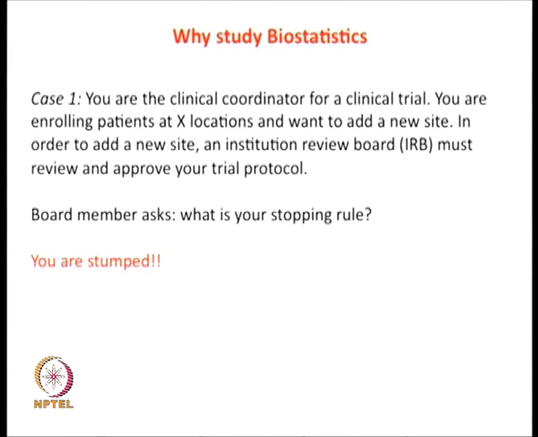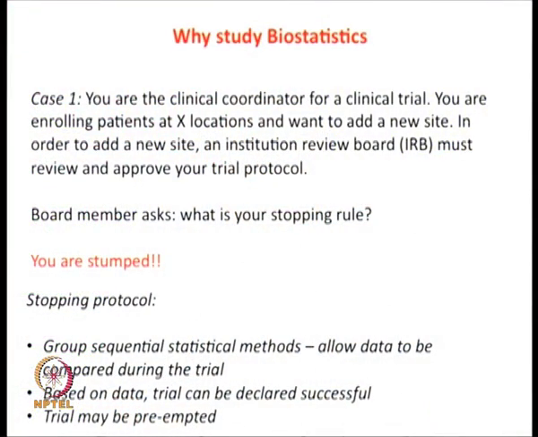So, why study statistics? Let us take a sample case. Let us say you are a clinical coordinator for a clinical trial. You are enrolling patients at X locations, let us say X is 5 or 6 as the case may be, and you are pondering whether you want to add a new site for that clinical trial, right. For getting approval to do these clinical trials, you need approval from the institutional review board, and one of the members of the IRB asks, okay, you want to add one more location, but what is your stopping protocol? You have no idea, right? What is the stopping protocol?